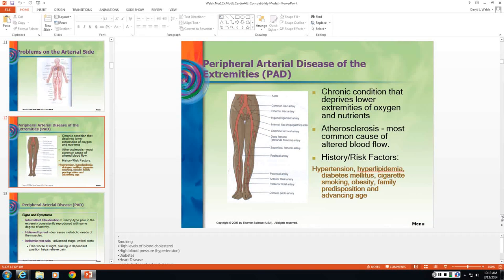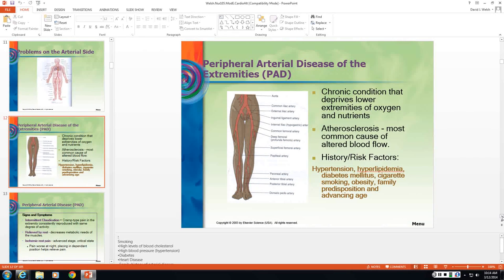Basically, this is a chronic condition that deprives the lower extremities of oxygen and nutrients. It also can be caused by arterial sclerosis. That's the most common cause of altered blood flow, and that's basically caused by hardening of the arteries. It also is caused by buildup in the arteries.